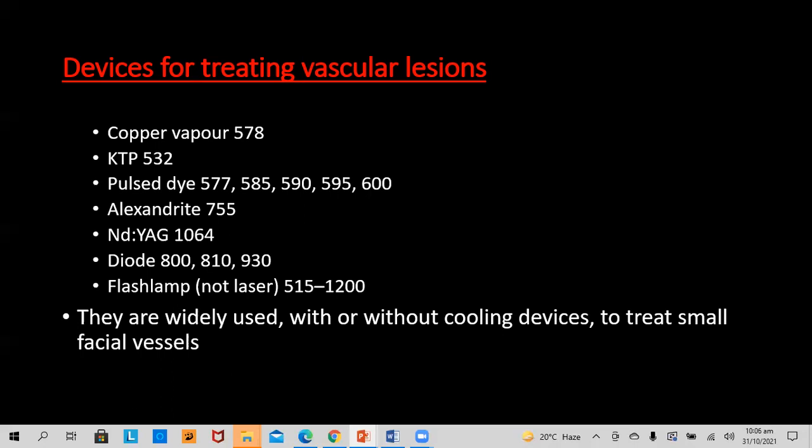Flash lamps, which are not the lasers, they operate at a wavelength of range between 515 to 1200. These lasers are widely used with or without cooling device to treat small facial vessels.